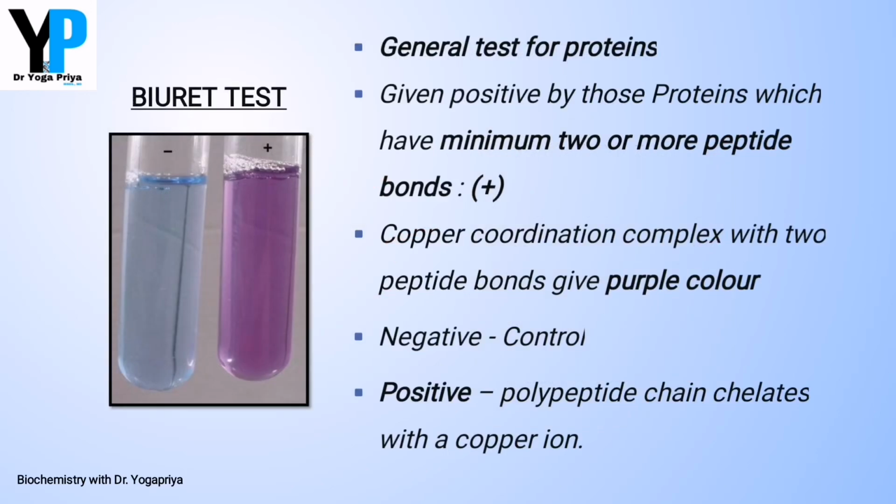The first test we are going to discuss is the Biuret test. It is a general test for protein. If you are provided with a patient sample, the first test you apply is the Biuret test, in order to show the presence or absence of protein in the given sample. The Biuret test gives a positive result if the protein in the given sample has a minimum of two or more peptide bonds. So how do we do the procedure?